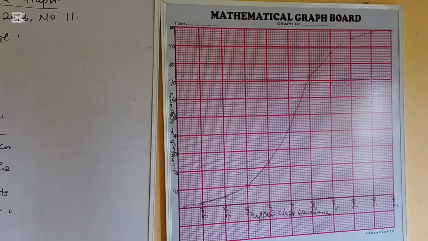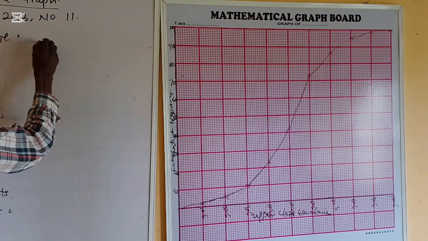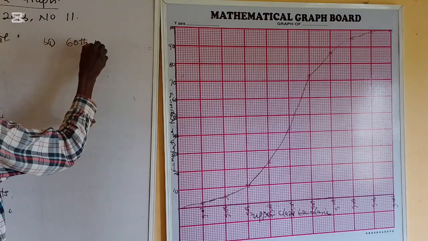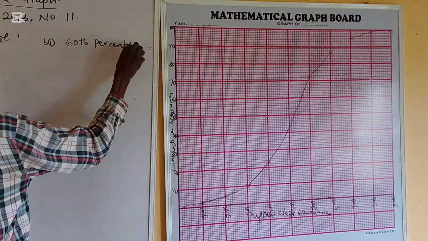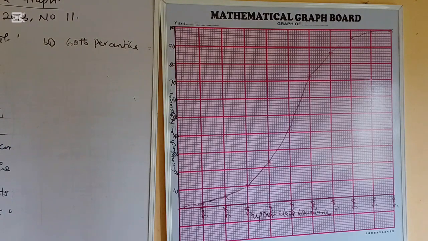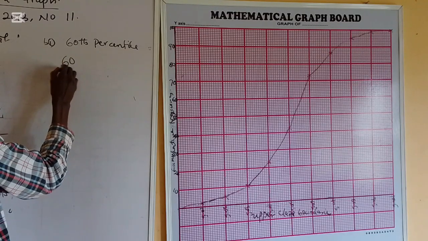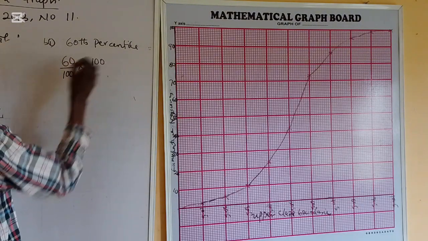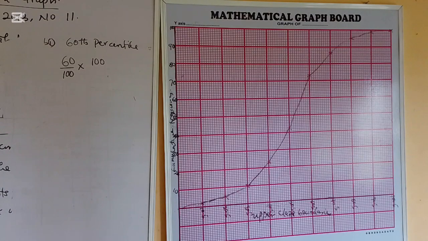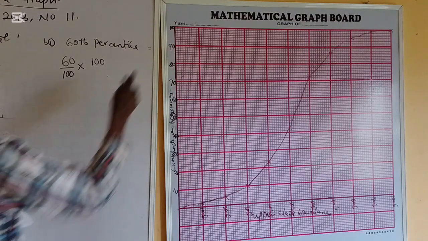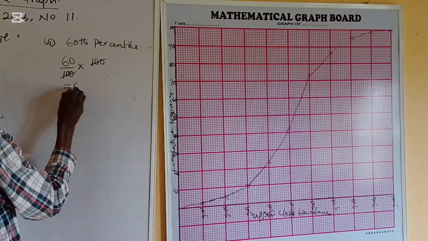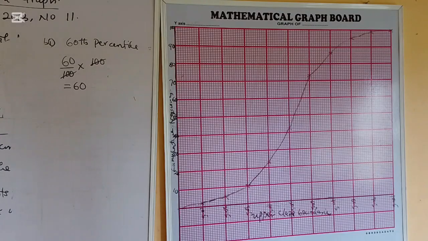Say C1 B1, you find the 60th percentile. Yes. B1, we are expected to find the 60th percentile, which is 60 over 100 times the cumulative frequency, which is 100. Now, 100 will cancel 100. So this is 60. So that is not the answer.